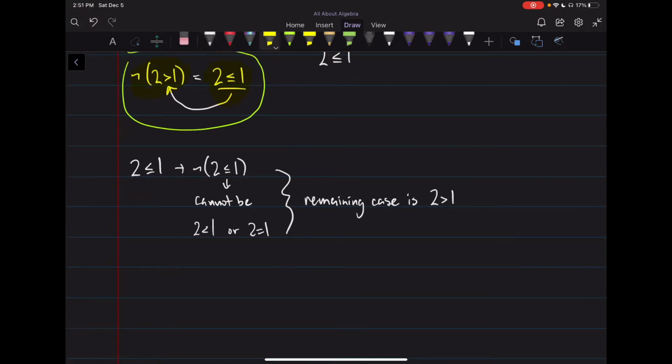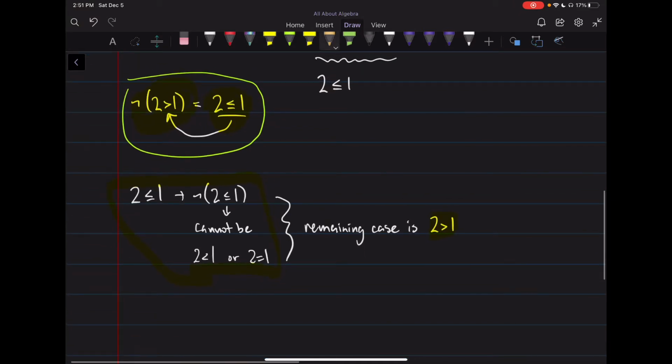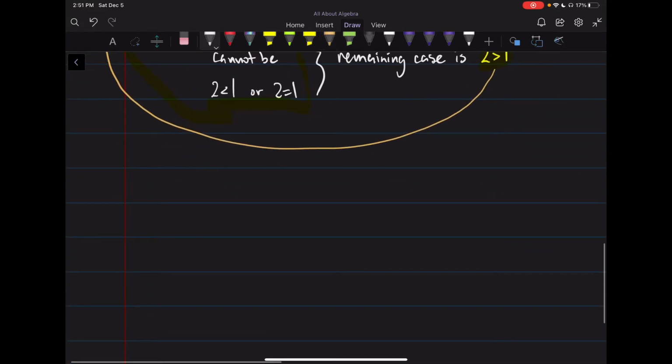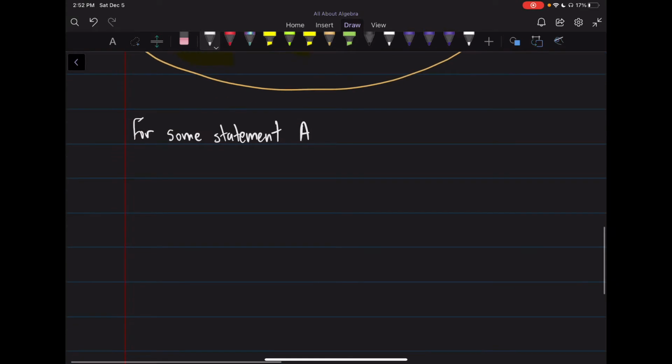Well, this was our original statement. This is our negation of the original statement, right? So basically what we're trying to say is that if we negate this, we get to this statement. And this statement, when we negate it, we get back to this statement. So it's kind of like a loop. So using this logic, we can say for some statement A, the negation of the negation of A is equal to A. This is called double negation.